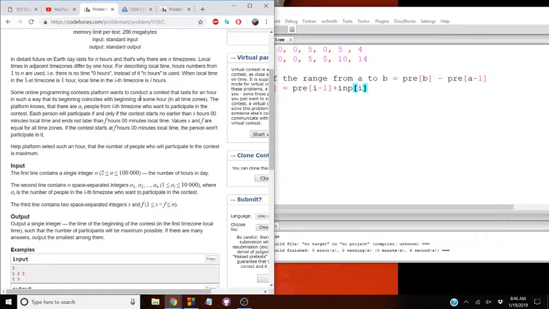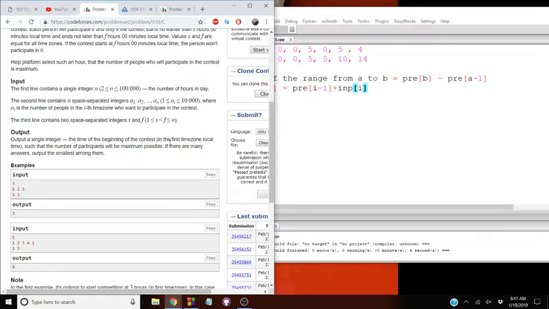Some online programming contest wants to conduct a contest that lasts for an hour in such a way that its beginning coincides with some hour in all time zones. The platform knows that there are A_i people from the I-th time zone who want to participate in the contest. Each person will participate if and only if the contest starts no earlier than S hours, 0 minutes local time, and will not end later than F hours, 0 minutes local time. S and F are equal for all time zones. If a contest starts at F hours, 0 minutes local time, the person will not participate. So basically, it's not inclusive. Help the platform select such an hour that the number of people who participate in the contest will be maximum.